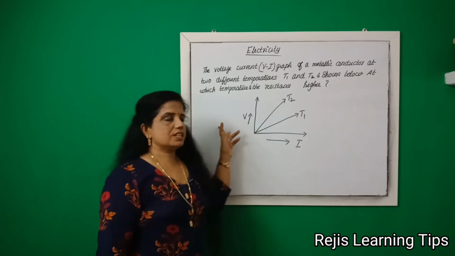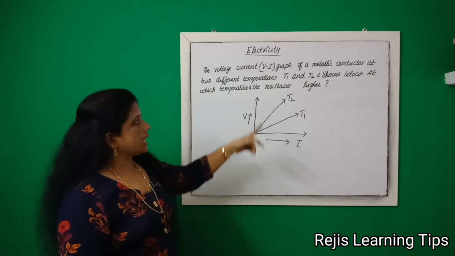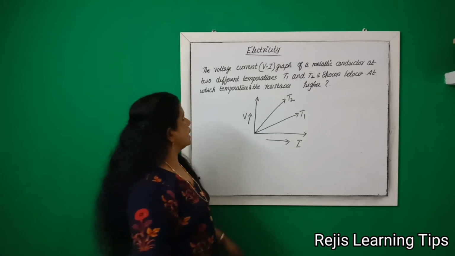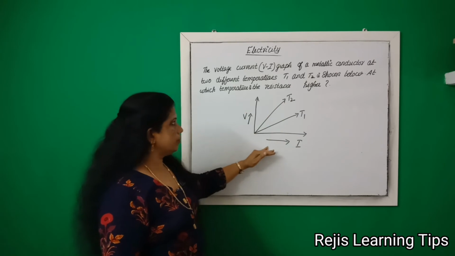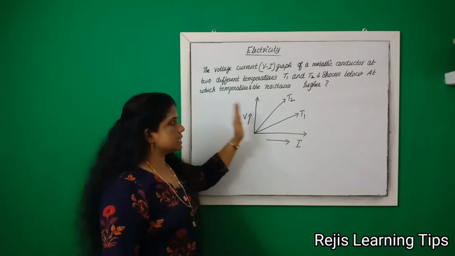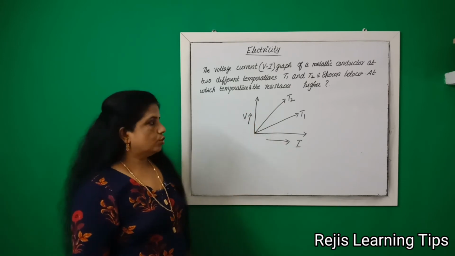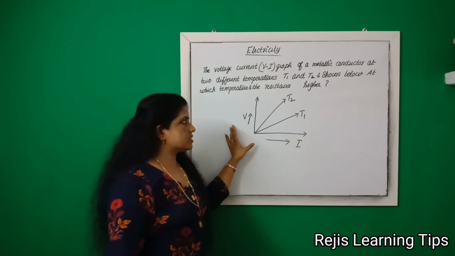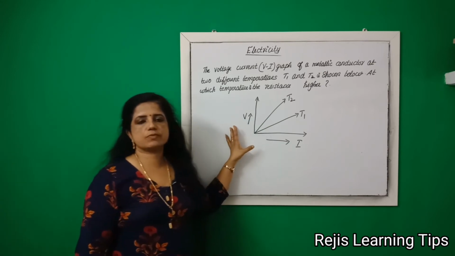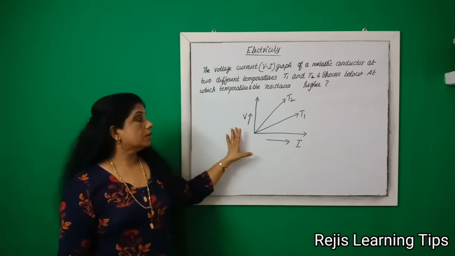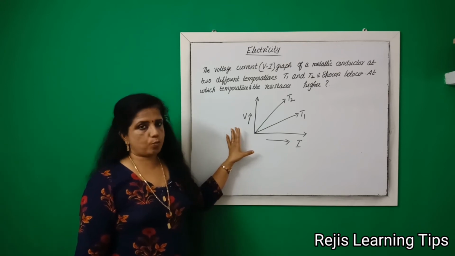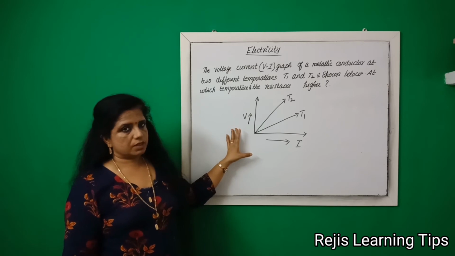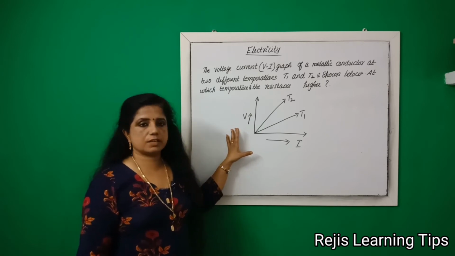Okay, then the third question. The voltage-current graph of a metallic conductor at two different temperatures T1 and T2 is shown below. At which temperature is the resistance higher? Okay, at which temperature is the resistance higher? So first we should find the slope of the graph at temperatures T1 and T2.